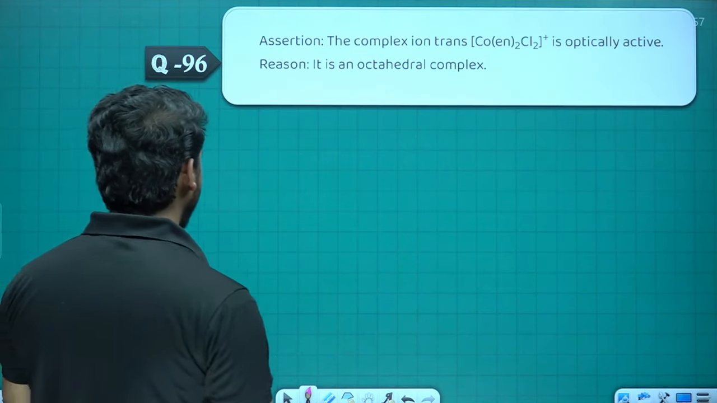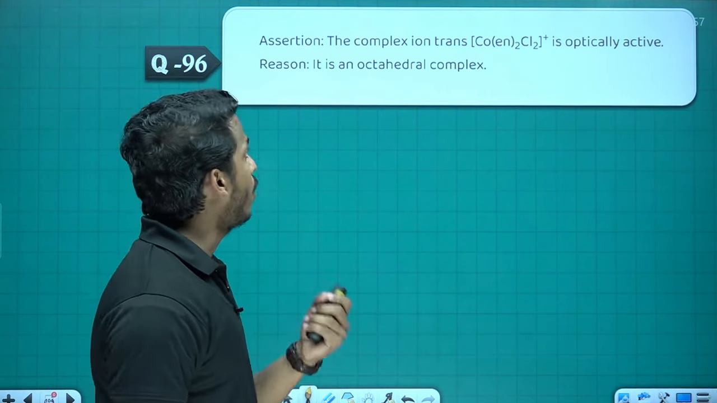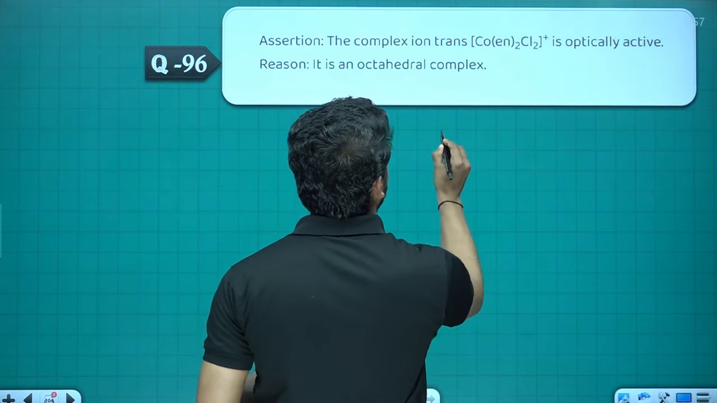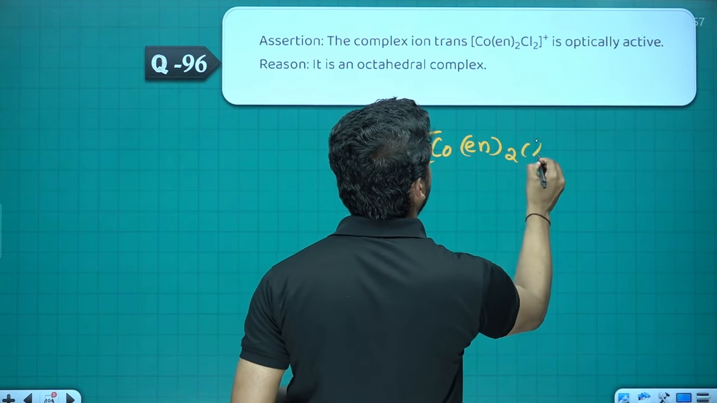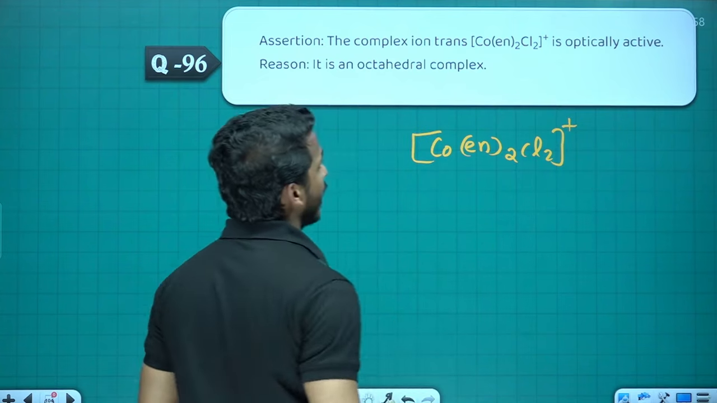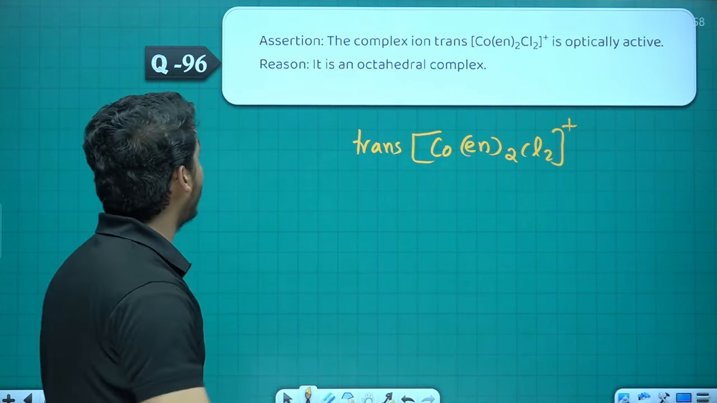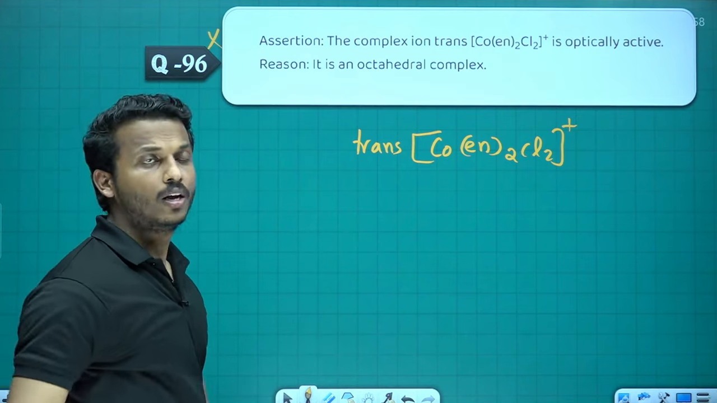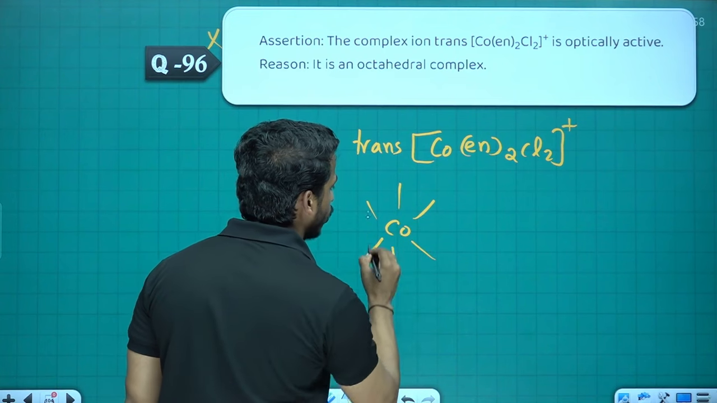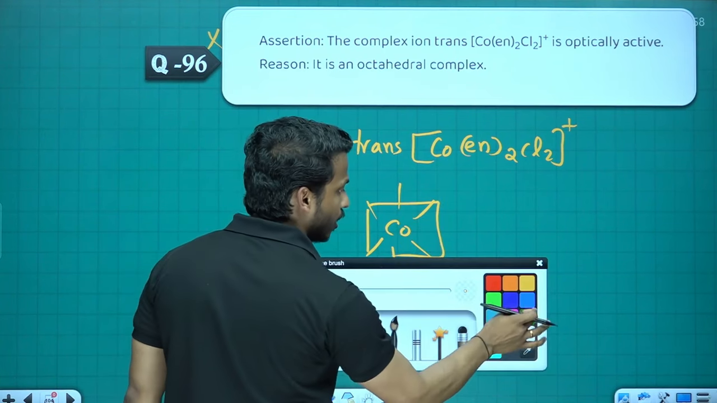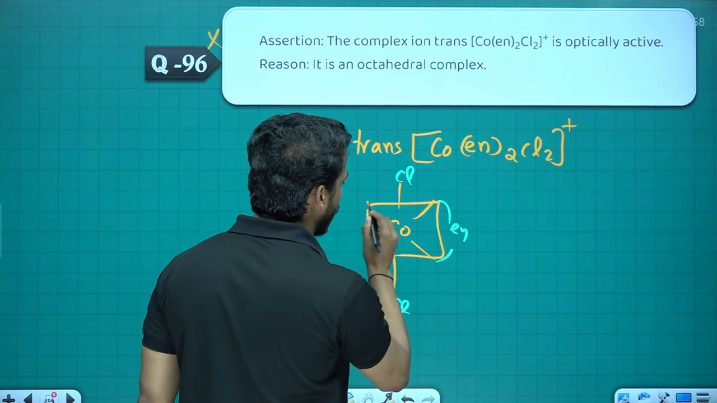Next, an assertion-reason question. The assertion: the complex ion trans-[Co(en)2Cl2]+ is optically active. My dear, it is wrong. Why? I am drawing the structure of Co. You know how to place the trans isomer: Cl and Cl opposite, en and en opposite.